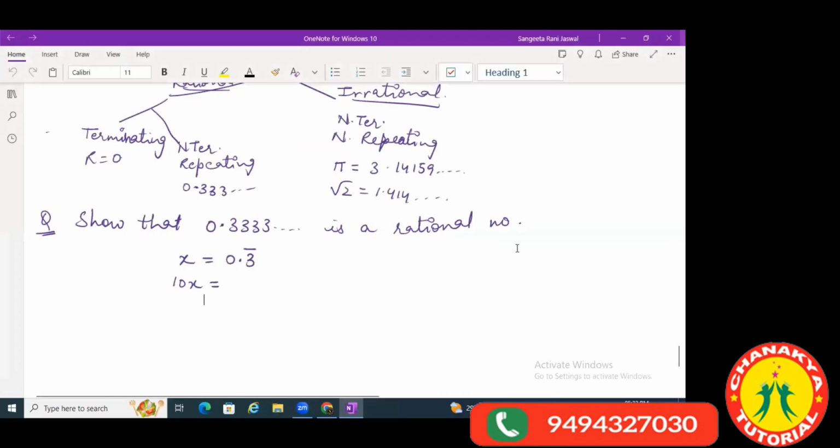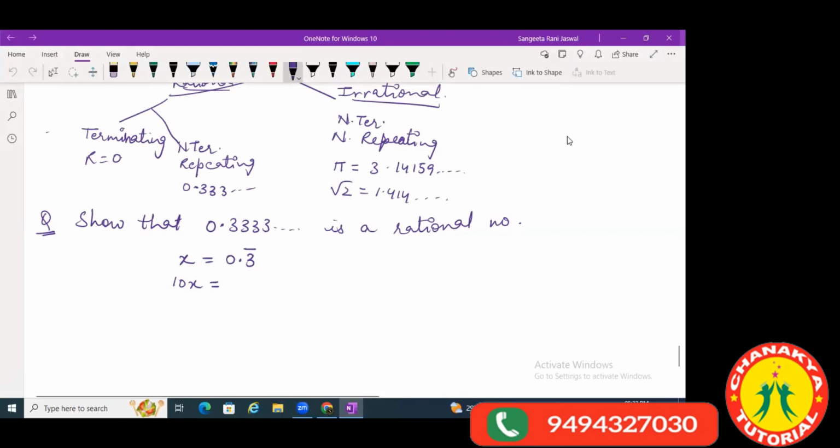Okay, this is what we were doing. Please pay attention. Now when I multiply this with 10, I'm multiplying 10 with x. Okay, I'm multiplying this with 10. Now I get 10x here on the left side. And when I multiply 10 with this number, then what happens? My decimal point will be shifted one place towards the right side.